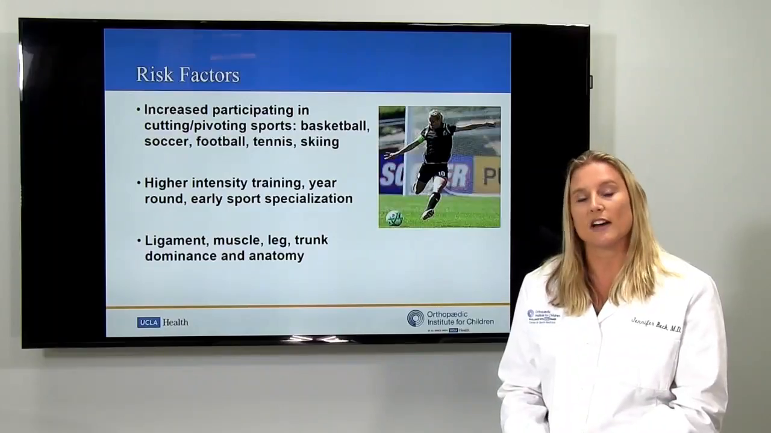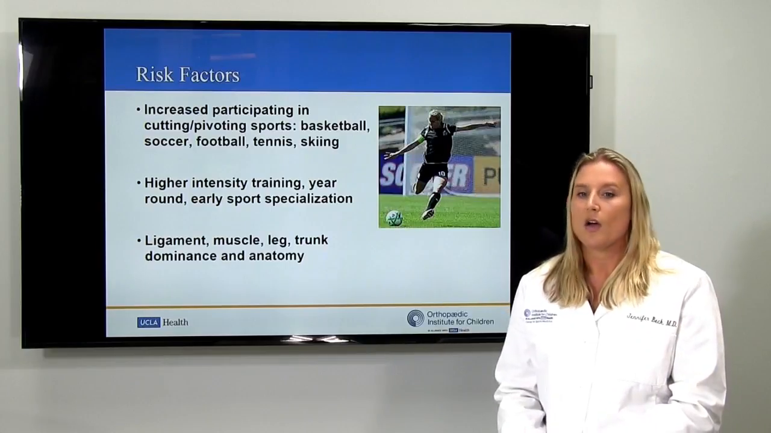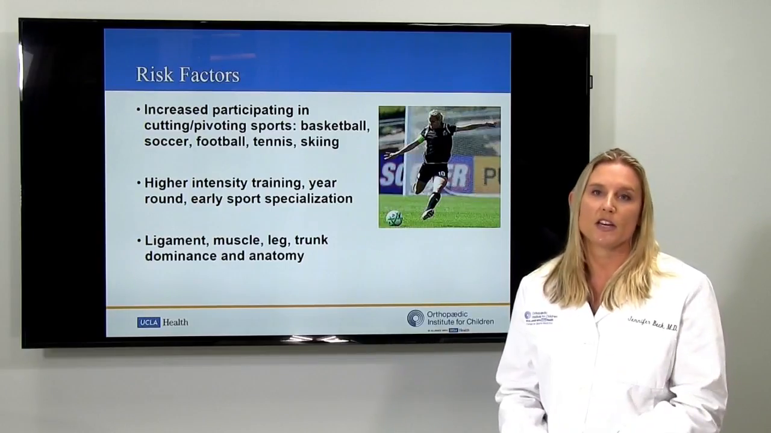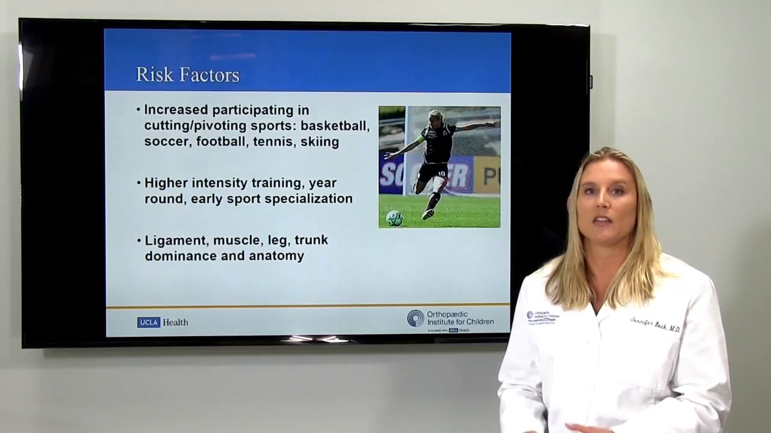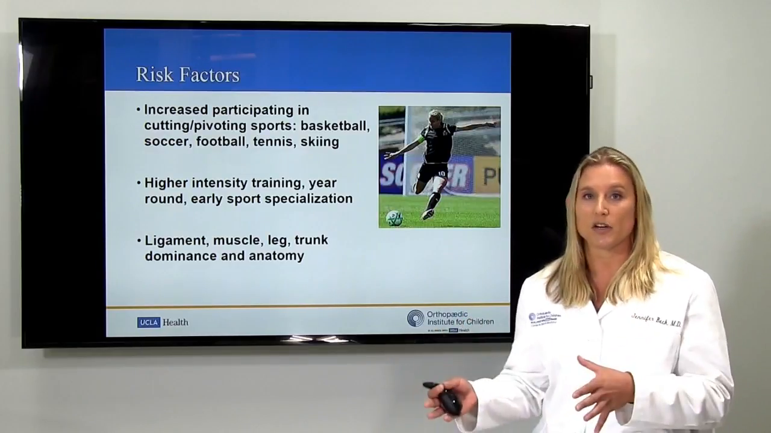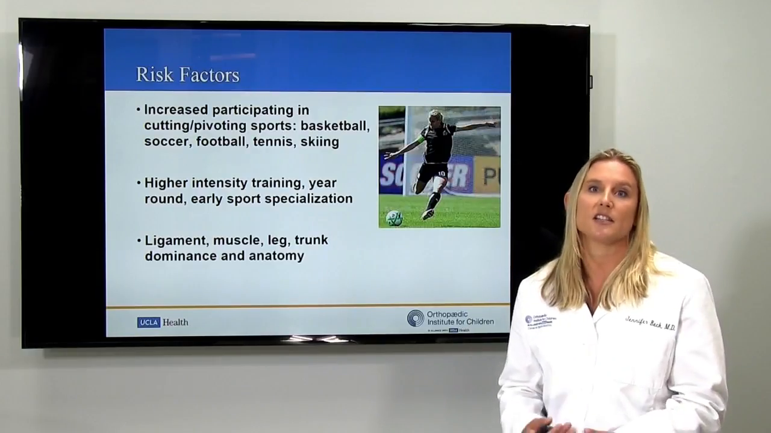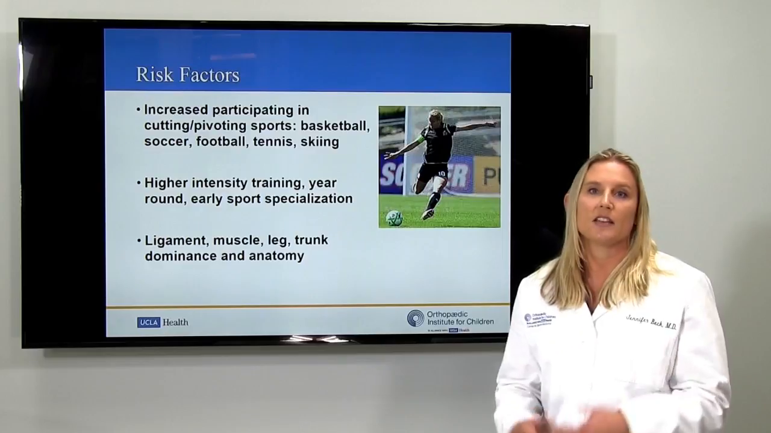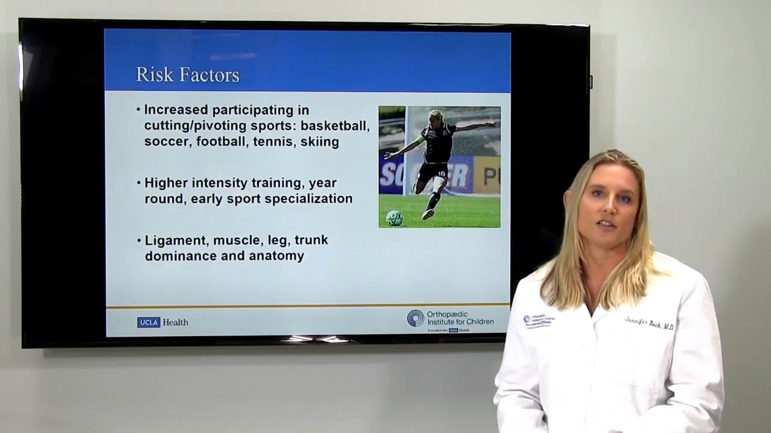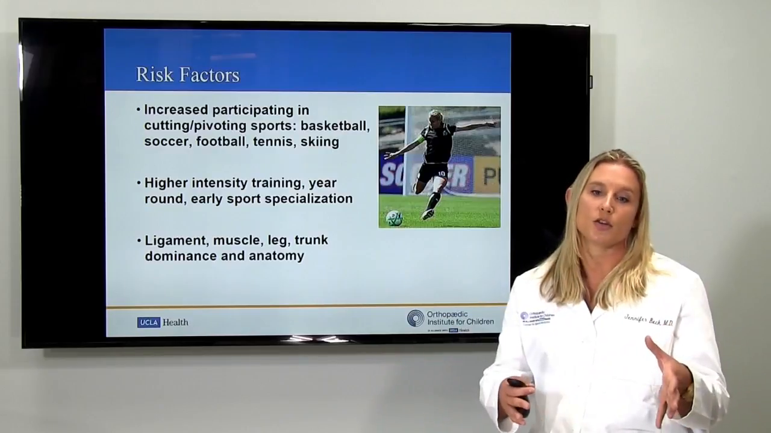So, some of the risk factors that we've known, lots of studies are looking at how we can stop this epidemic. We know that in youth sports right now, patients are increasing their participation in these cutting and pivoting sports. So that's the side-to-side type of sports. Most commonly here in Southern California, that's going to be soccer, tennis, volleyball, football, and going up to Big Bear and up into the mountains doing skiing as well. So lots of sports involve this side-to-side motion.